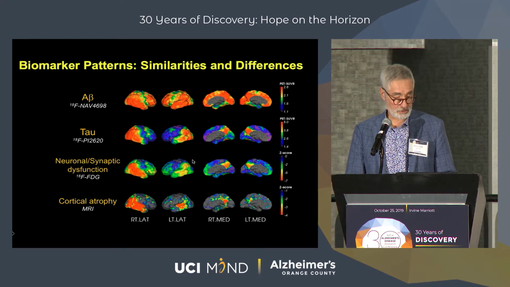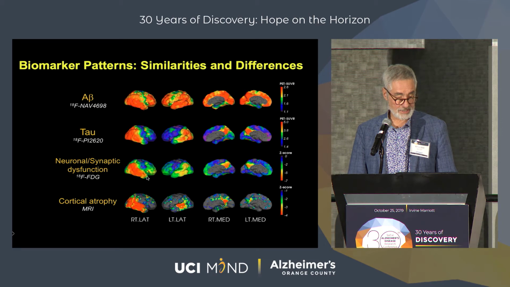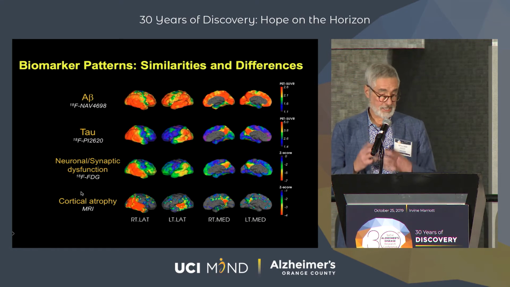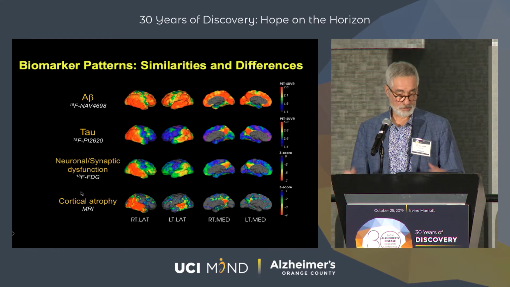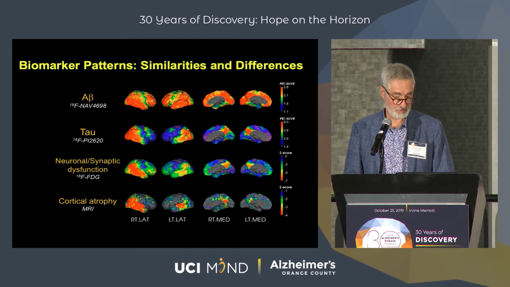impairment. Here's the glucose scan showing areas where glucose metabolism has declined, consistent with synaptic dysfunction, and here is the cortical atrophy. And again, I'm going to come back to this later. These three scans, the tau, the glucose metabolism, and the MRI atrophy, have a lot of commonalities in terms of what the patterns are. And so I'm going to, as I said, come back to that.